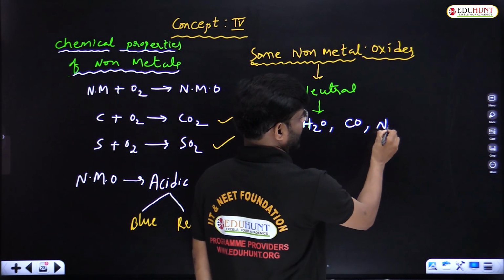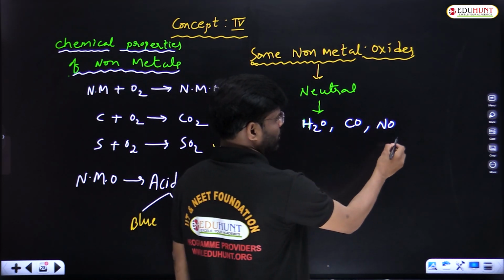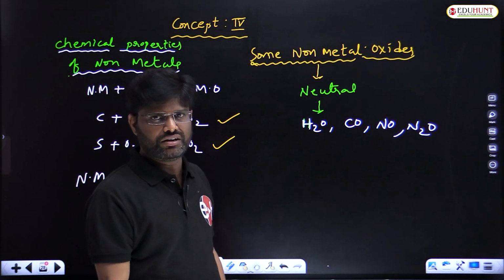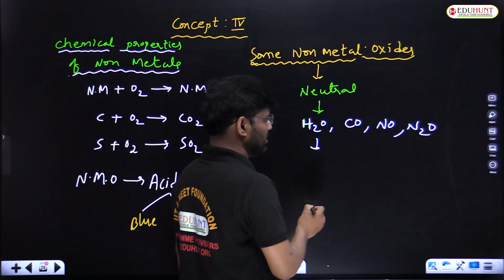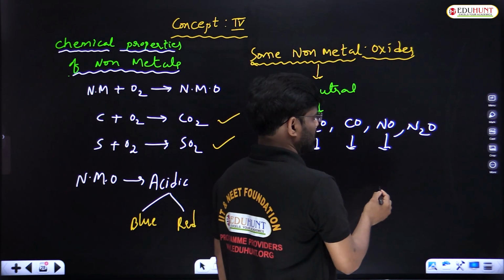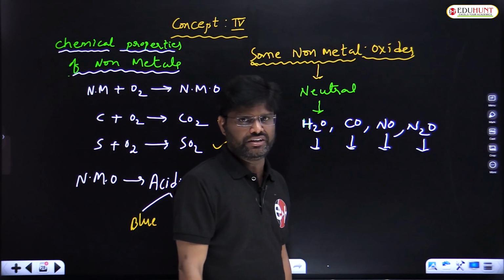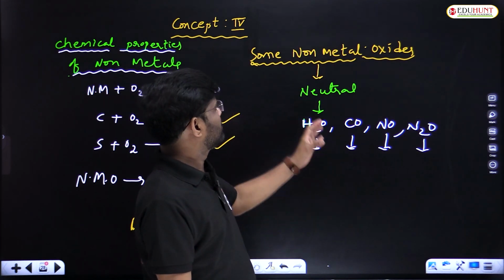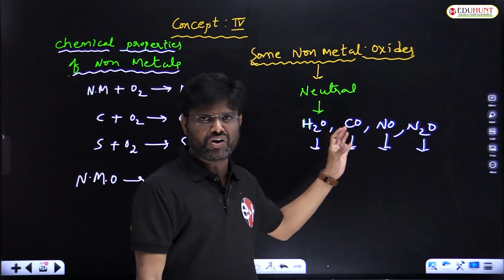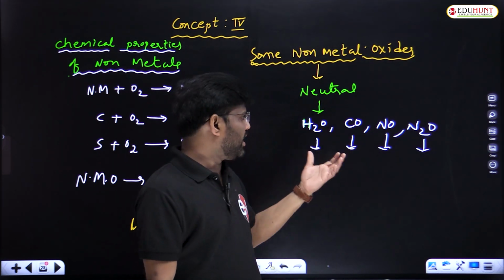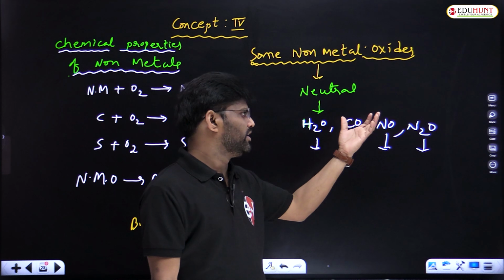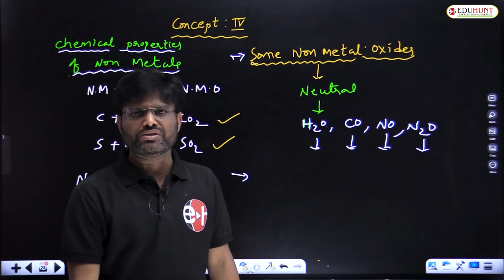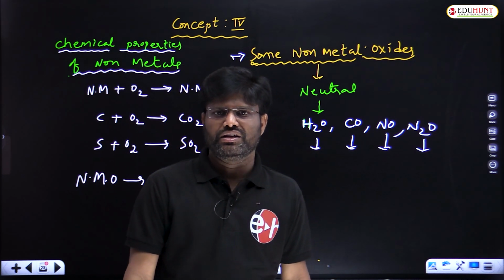and next one is NO, nitric oxide, and N2O, nitrous oxide. So this is water, this is carbon monoxide, this is nitric oxide, this is nitrous oxide. These four oxides are neutral in nature. Next, hydrogen bonds in the presence of oxygen and produces water.